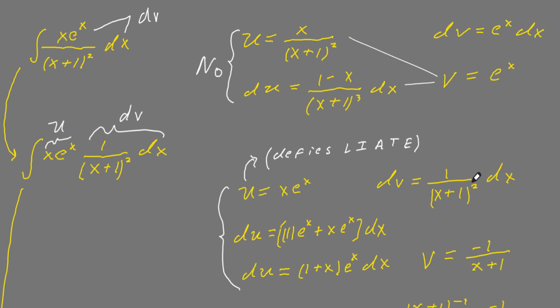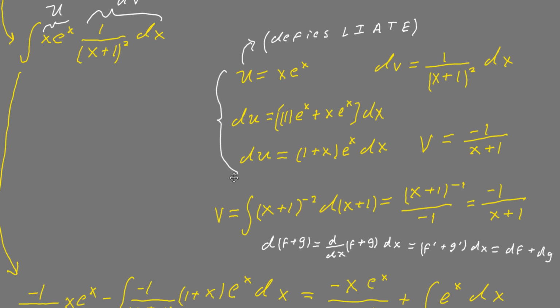So in order to get v, I have to integrate this. So how do you integrate this? Well, you could just do a u sub and let u equal x plus 1 and then apply the power rule. But instead of defining u explicitly, what you could also do is take this term, move it to the top, so it becomes (x plus 1) to the minus 2, and take the dx and replace that by d of (x plus 1).